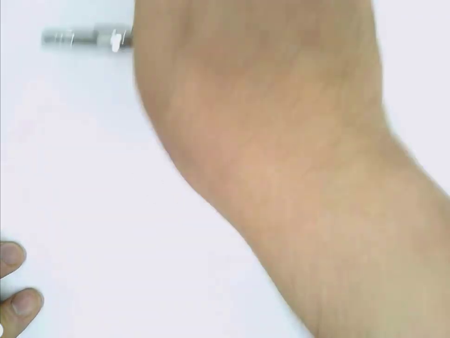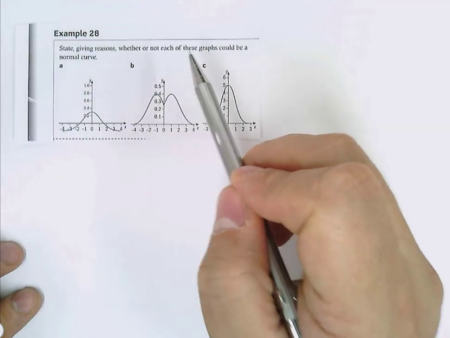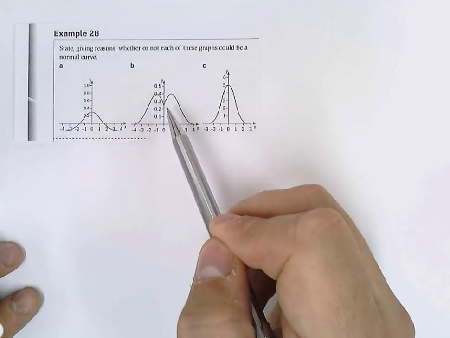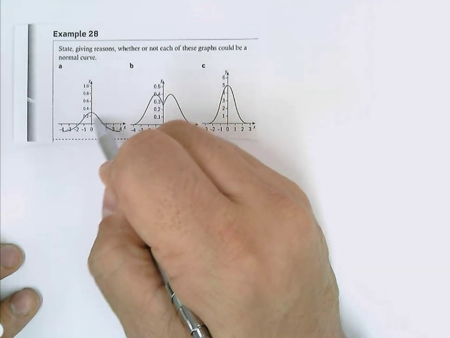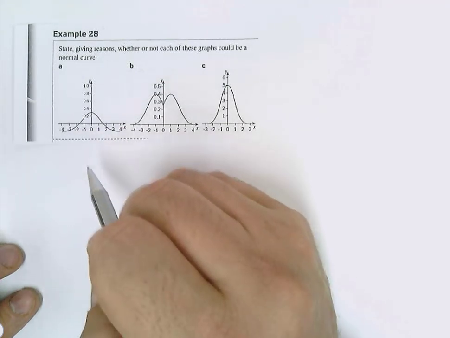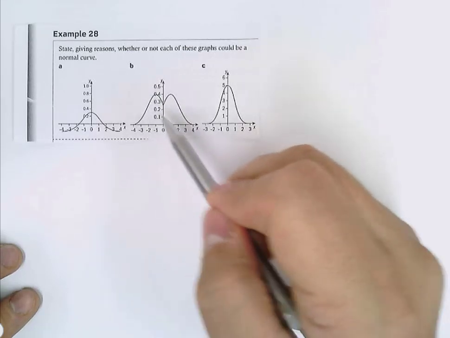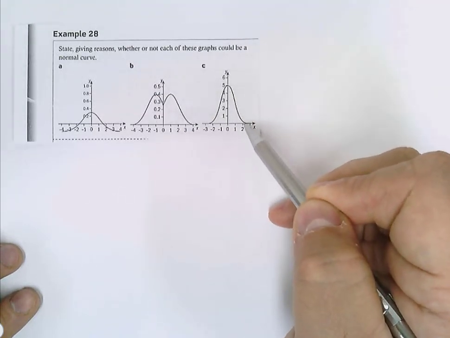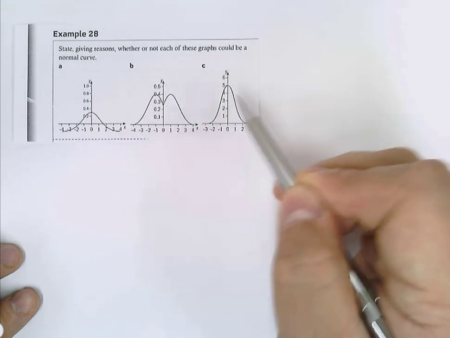So the first question it asks us here is example 28. It says, state, giving reasons, whether or not each of the graphs could be a normal curve. For the first one here, for any continuous random variable, we know this f of x has to be greater than 0. And so the reason that this one is not a normal distribution, or any continuous distribution, is because it's below 0. That can't happen. And we saw the graphs of the normals. They only come up to one maximum point. This could be a distribution, but it's definitely not a normal distribution. But this one definitely follows a normal distribution. And it looks like a standard normal.